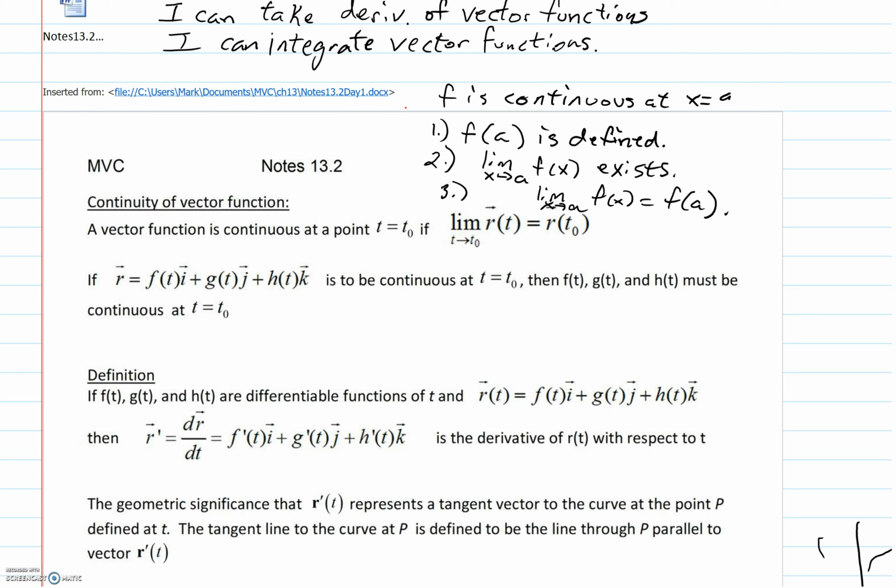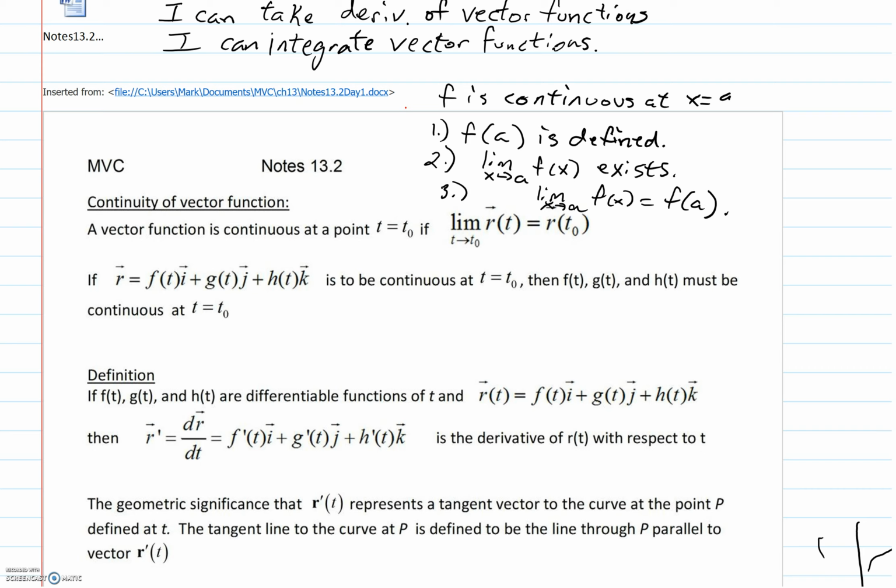Multivariable calculus, we're looking at lesson 13.2, and you can see our learning targets at the top. I can take derivatives of vector functions and I can integrate vector functions. First of all, let's just review continuity.